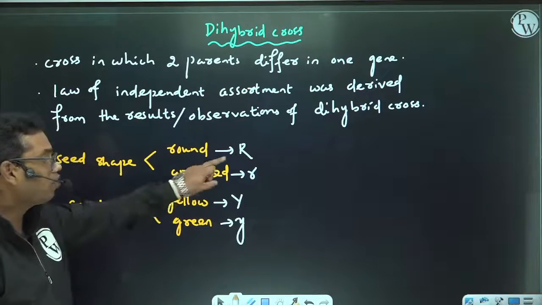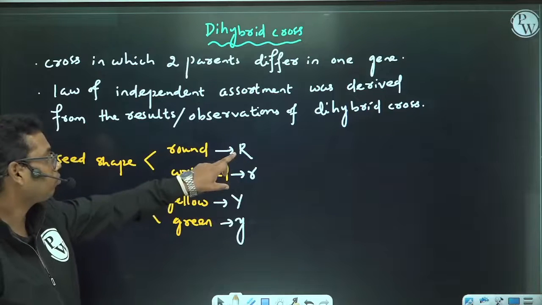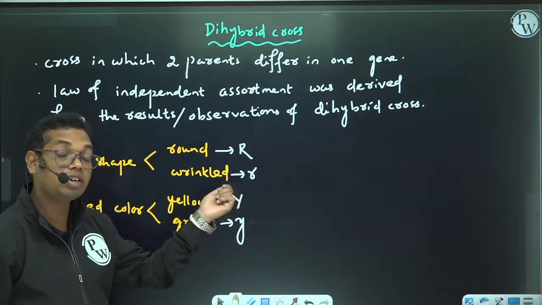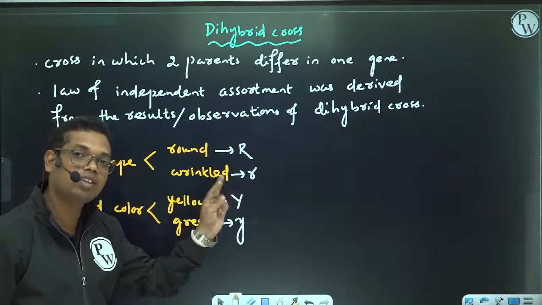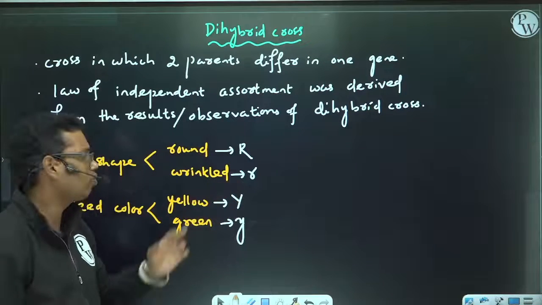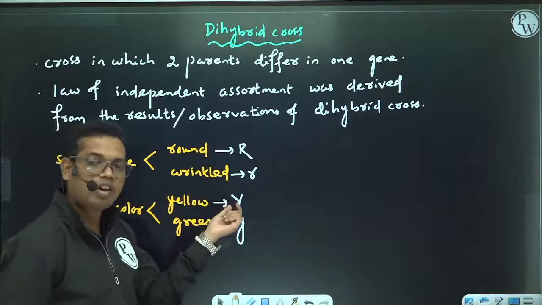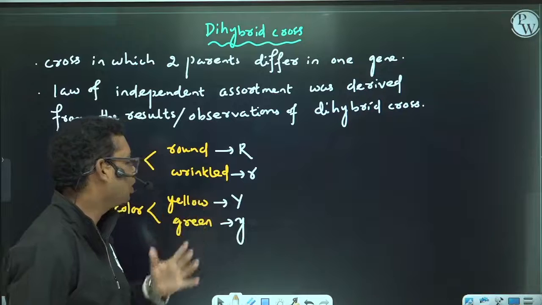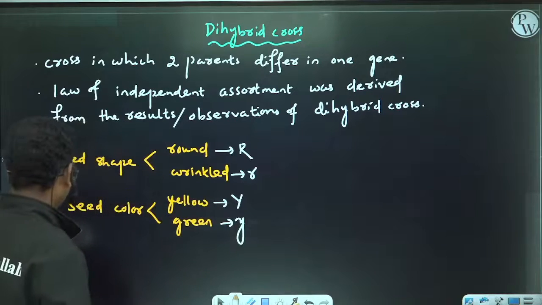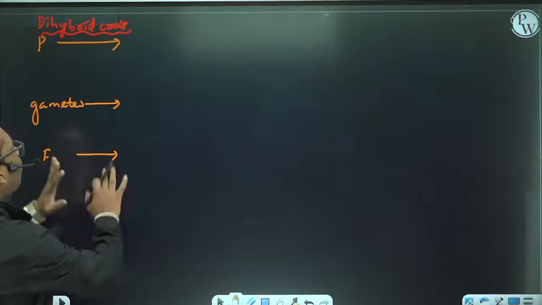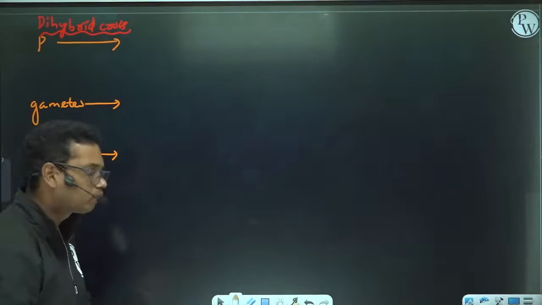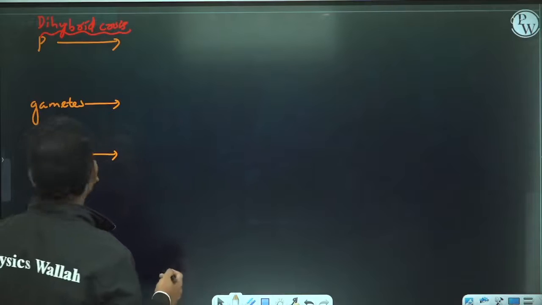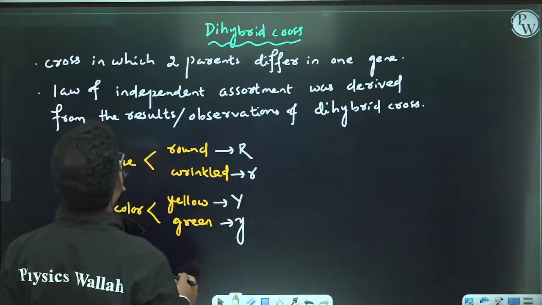So whenever capital R is present, the phenotype will be round. Only when small r is present twice, that is in homozygous condition, will it be wrinkled. Whenever capital Y is present, it will be yellow. If small y is present twice, then only it will be green. Now let us talk about the dihybrid cross.